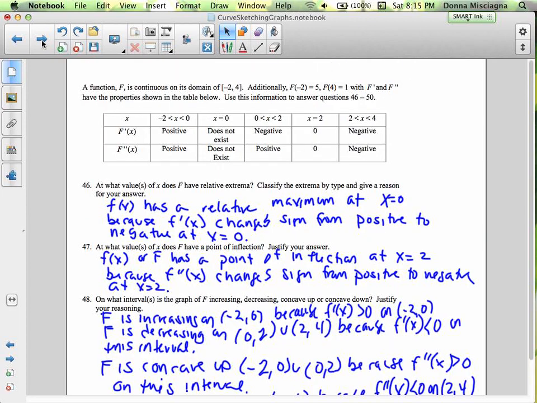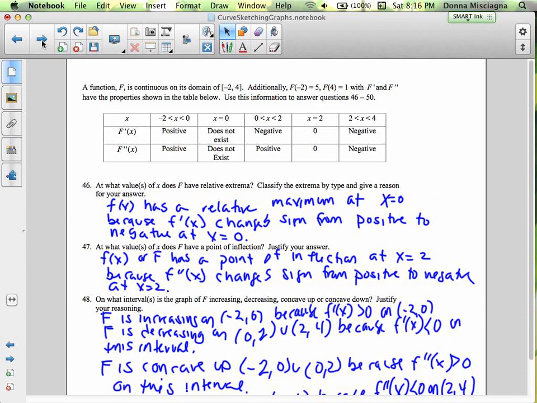Here's the second one. I guess I wanted to do 46 through 48 after I did 50. A function f is continuous on the domain negative 2, 4. Additionally, f of negative 2 equals 5, f of 4 equals 1, with the first and second derivatives having the properties shown in the graph. Use the information to answer the question. So we didn't do a graph, we just answered the questions. At what value of x does f have a relative extrema? Classify the extrema by type and give a reason for your answer.